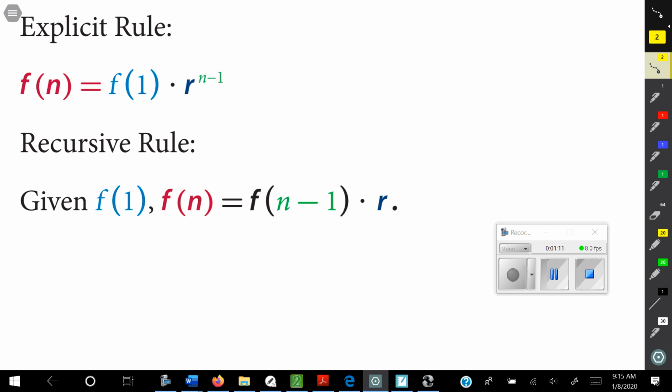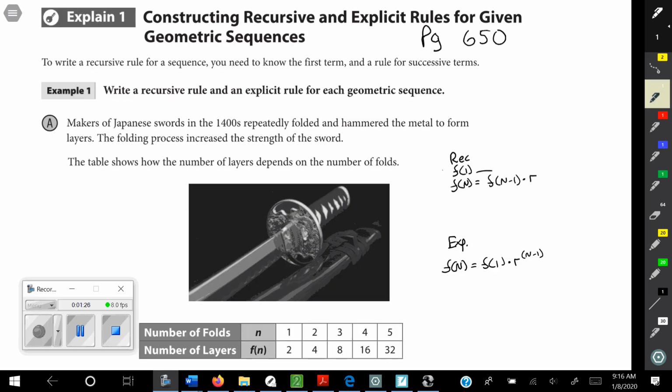Same thing with the recursive rule. With the recursive rule, it says f1 is given, so you'll write what's given. F1 is that first term, and then you'll just plug in the common ratio on the end, and everything else stays the same. So let's take a look at a couple examples.